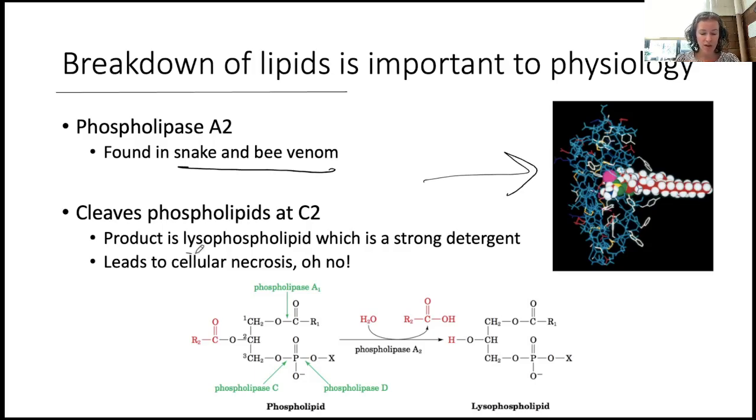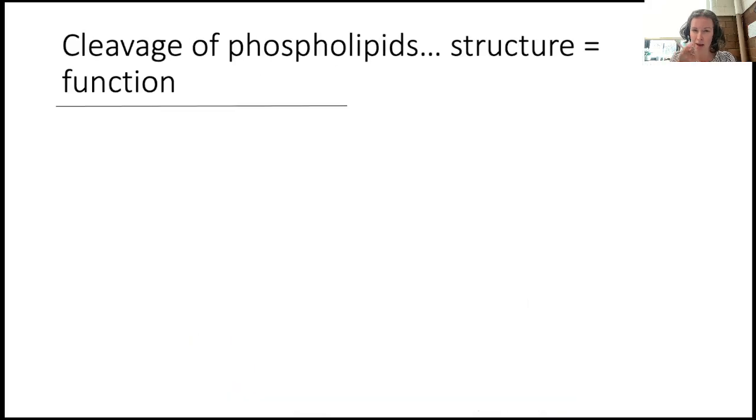The product is something called a lysophospholipid, which is a strong detergent, and we'll find out why on the next slide. So this is why we need snake venom antidotes, right? When we start messing with our lipid bilayer, we start disintegrating our lipid bilayer. That's not going to be good for the fate of our cells. So what exactly is happening with this snake venom? Let's understand the structure-function relationship.